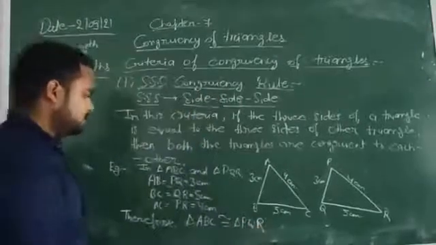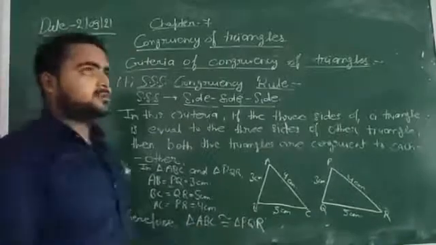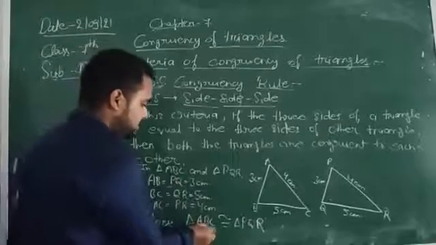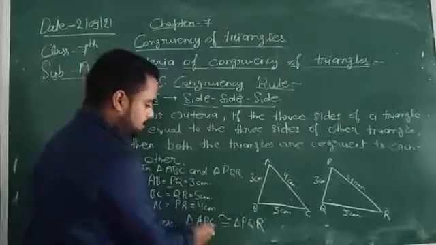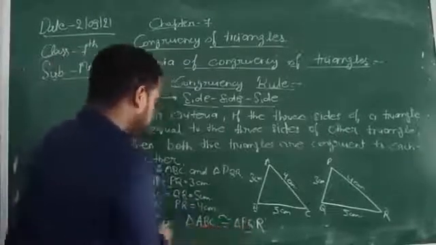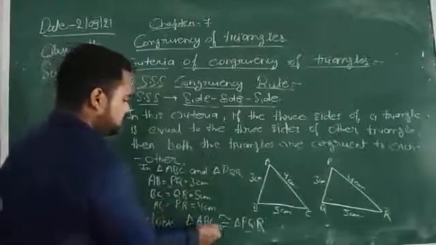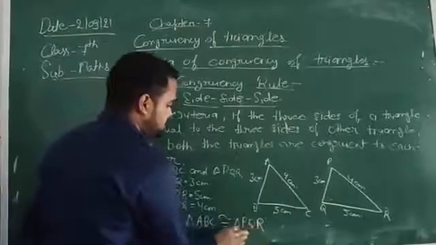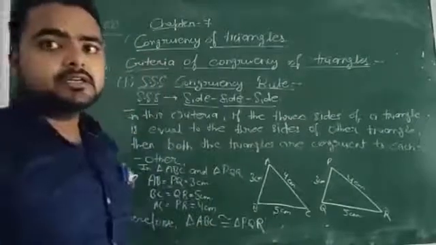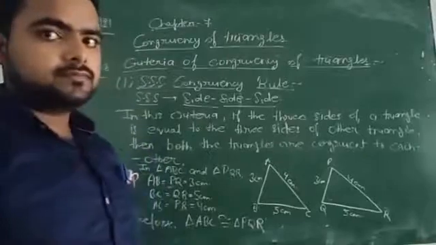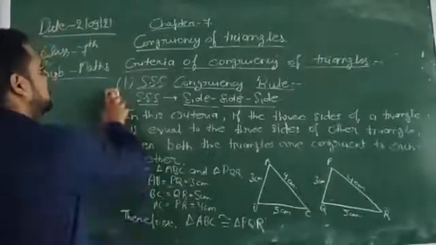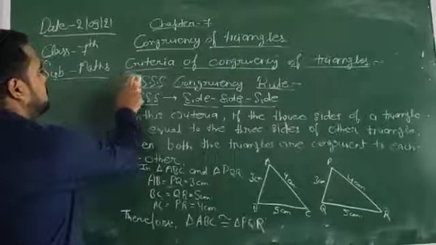Examine here whether the sides are written in corresponding form or not. AB is equals to PQ, BC is equals to QR, and AC is equals to PR. Now the congruency of both the triangles are written in correct form. Now, some examples.